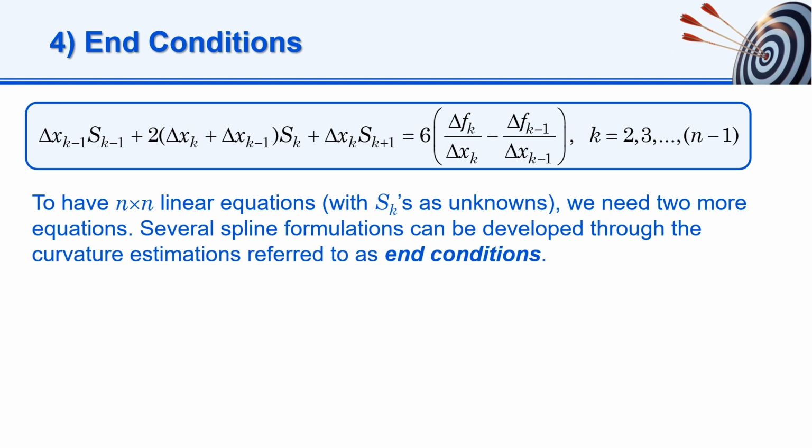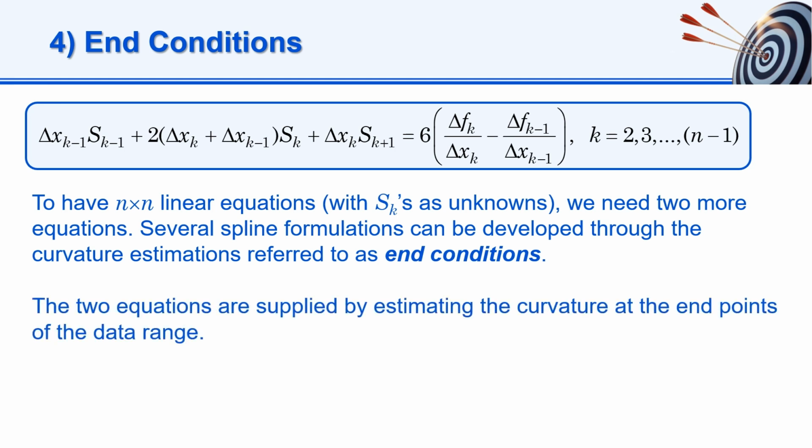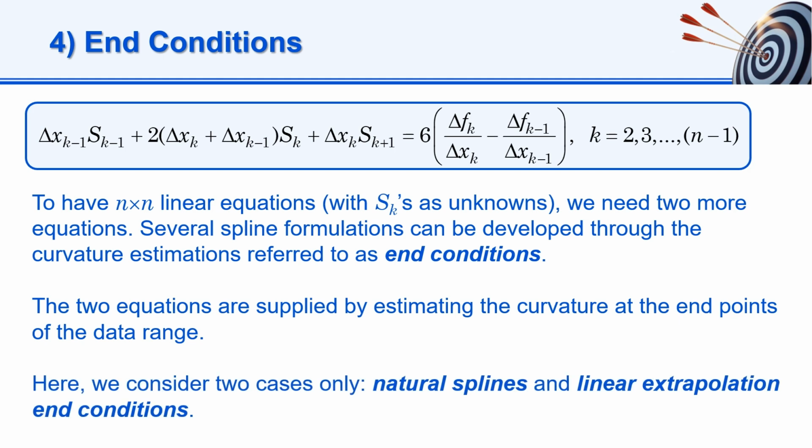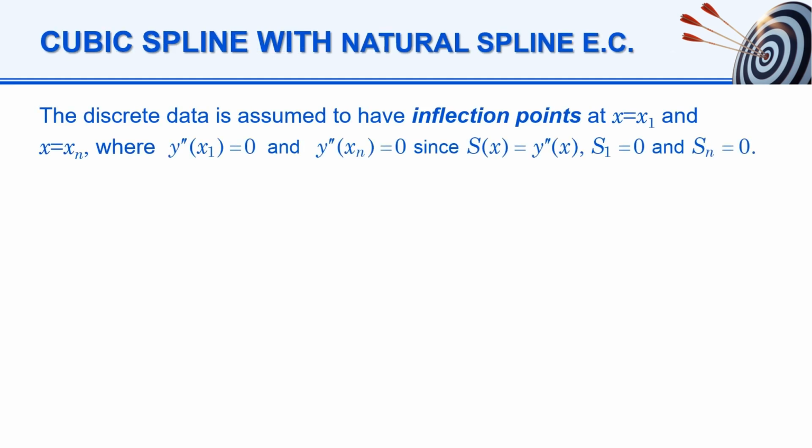Several spline formulations can be developed through the curvature estimations referred to as end conditions. The 2 equations are supplied by estimating the curvature at the endpoints of the data range. Here, we consider 2 cases only: natural splines and linear extrapolation end conditions. The discrete data is assumed to have inflection points at x equals x_1 and x equals x_n, where y'' for x_1 and x_n is 0. Since s(x) is defined as y''(x), likewise, s_1 and s_n are set to 0.